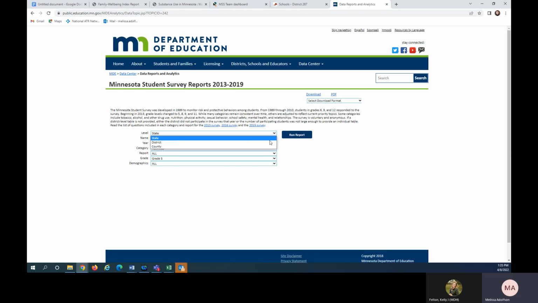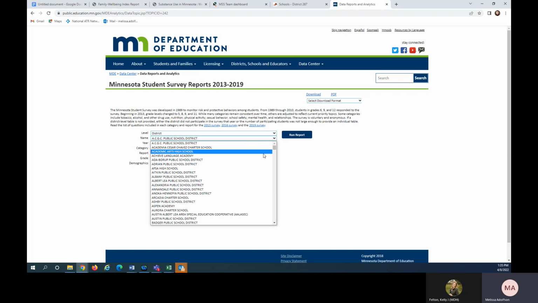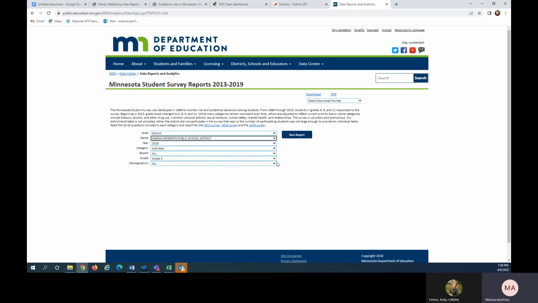At the local level, you can drill down to either the county or district level. For this example, we'll select the Anoka-Hennepin Public School District. You can find data on this website from 2013 through 2019. The 2022 Minnesota Student Survey is currently in the field, and those data should become available on this site in 2023. Where you'll find risk and protective factor measures are peppered throughout the various categories available on this page.